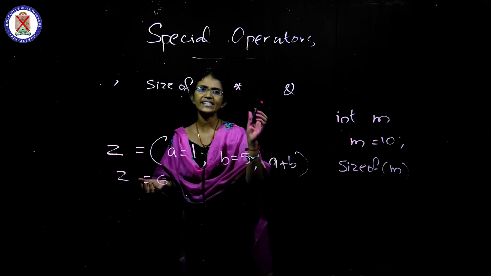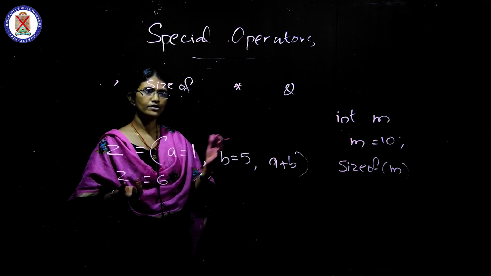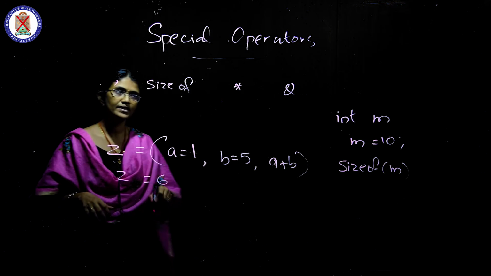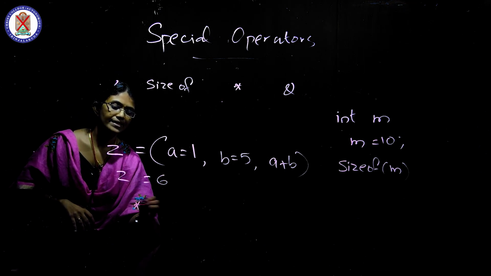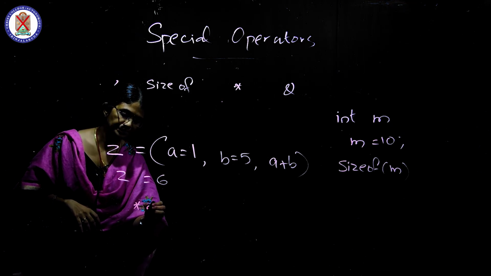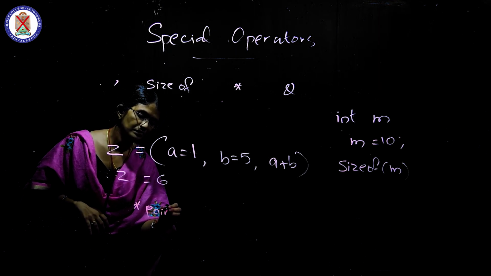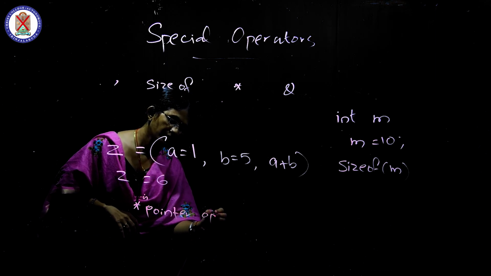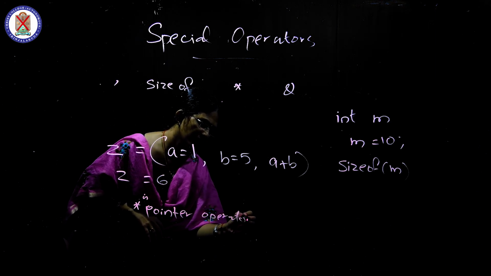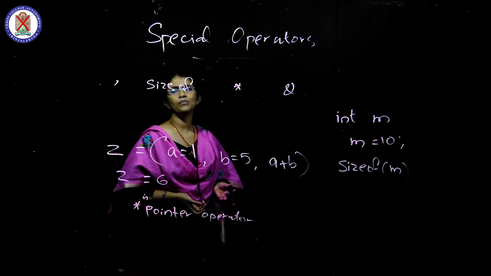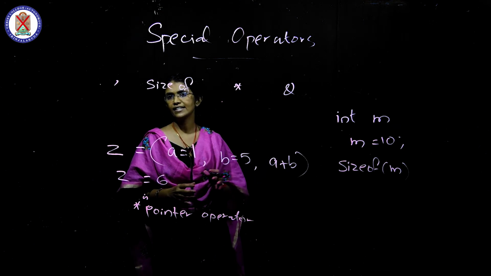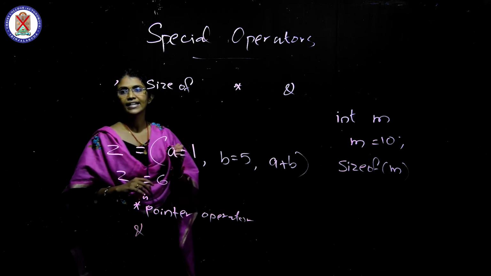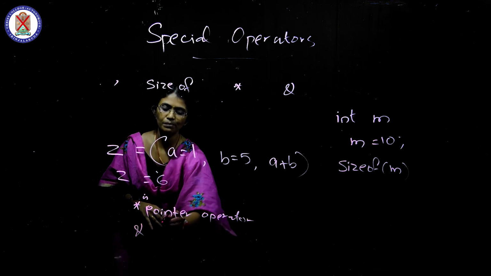Next is star. It is also known as asterisk, and in C programming we use it as a pointer operator. Star is the pointer operator. We will discuss pointers in later lectures. Next is ampersand. It is the address operator.